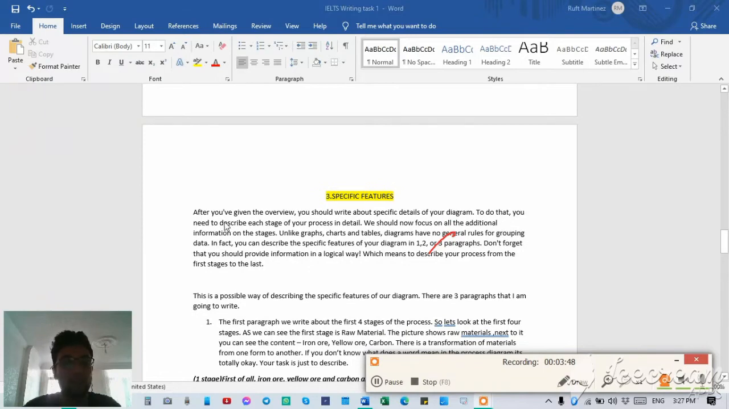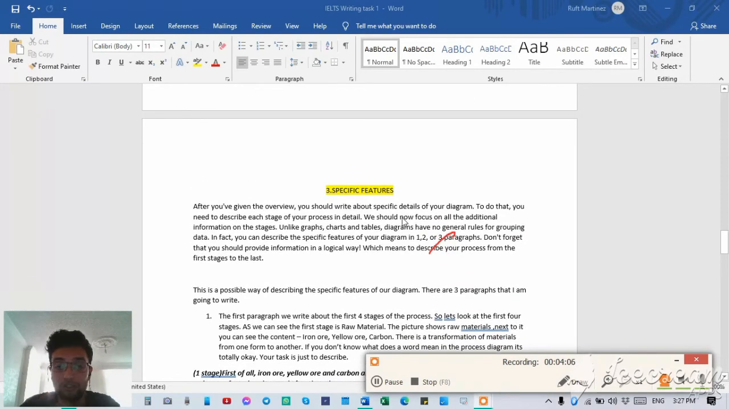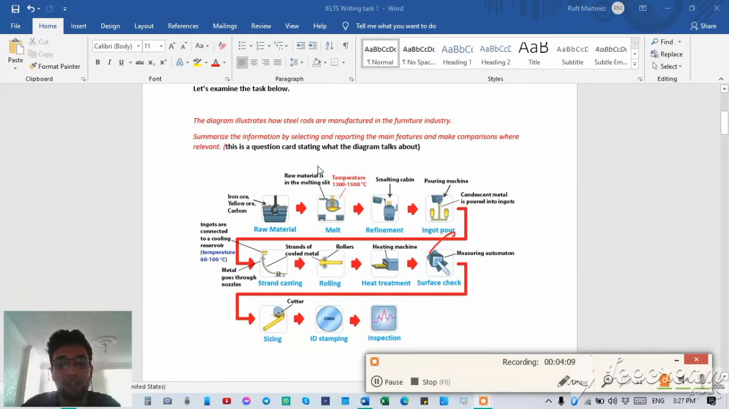Let's write the specific features. I also wrote it here, so read them all. After you've given the overview, you should write about specific details of your diagram. To do that, you need to describe each stage of your process in detail. Remember, I told you there is additional information in the picture. For example, here we have the raw material stage, and iron ore, yellow ore, and carbon are additional information for stage 1.